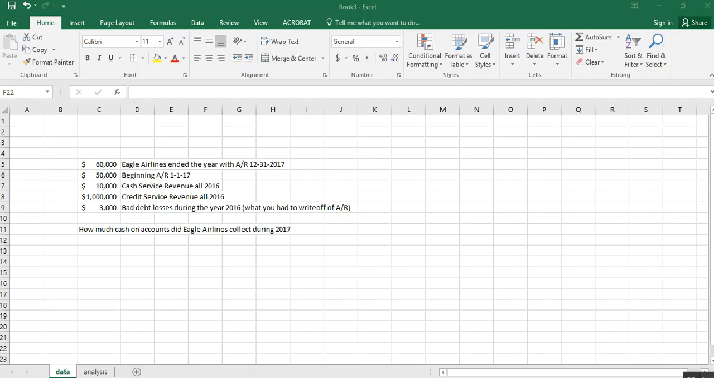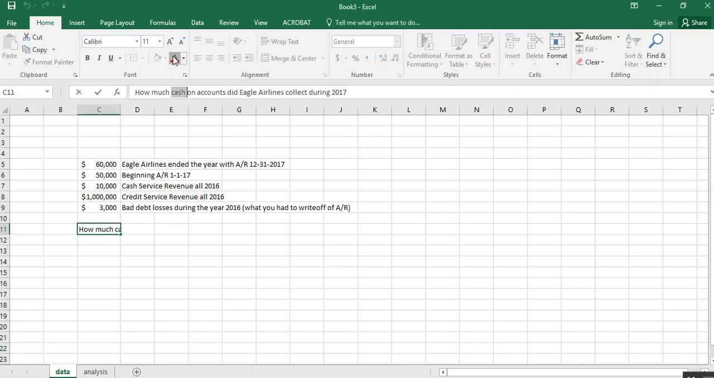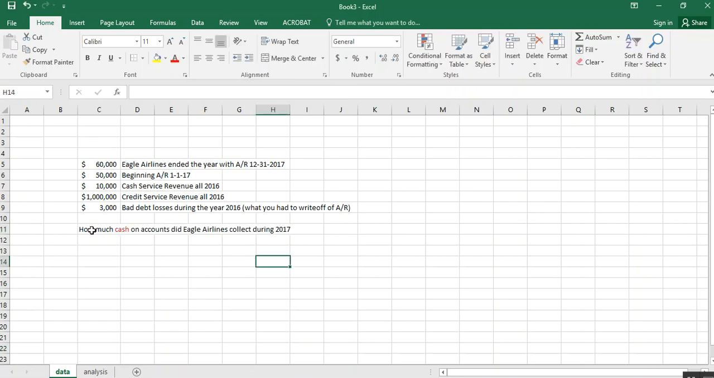Okay, let's look at another problem here. Let's look at one where we're trying to calculate exactly how much cash is happening. We're curious about cash. We want to know how much cash was collected. Notice you read these backwards, cash and collect. So you're looking for the cash collected, not just any cash, you're looking for cash on accounts. When you see cash on accounts, you think cash on accounts receivable.